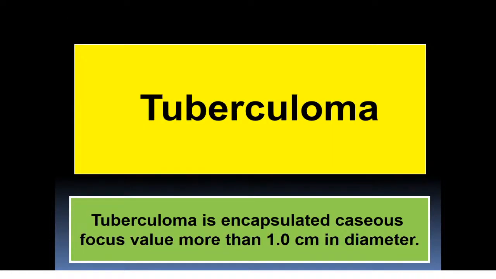And the next form of tuberculosis is named lung tuberculoma. Tuberculoma is an encapsulated caseous focus more than 1 centimeter in diameter. That's why this is an affection more than 1 cm in diameter with clear, encapsulated borders.